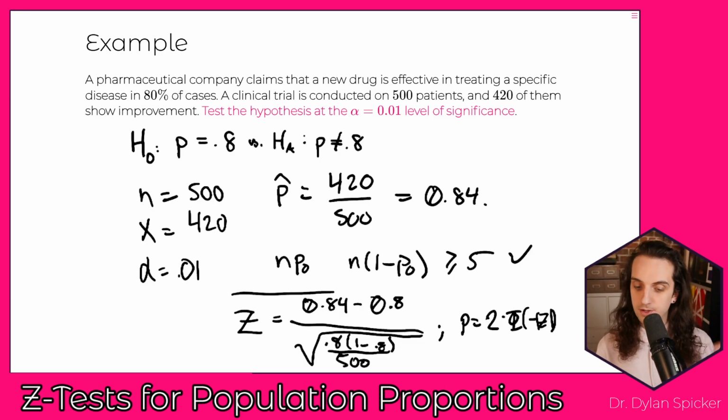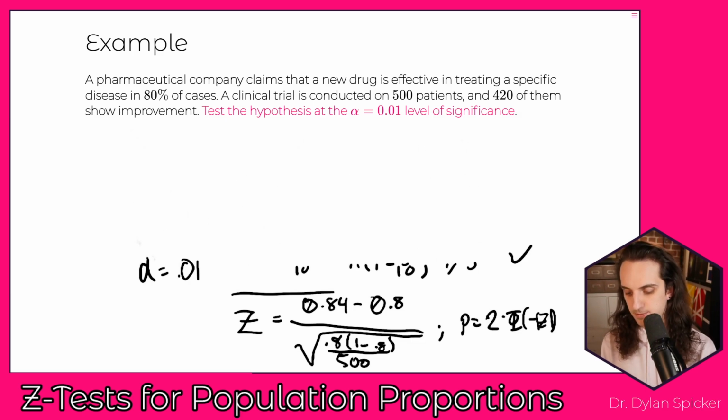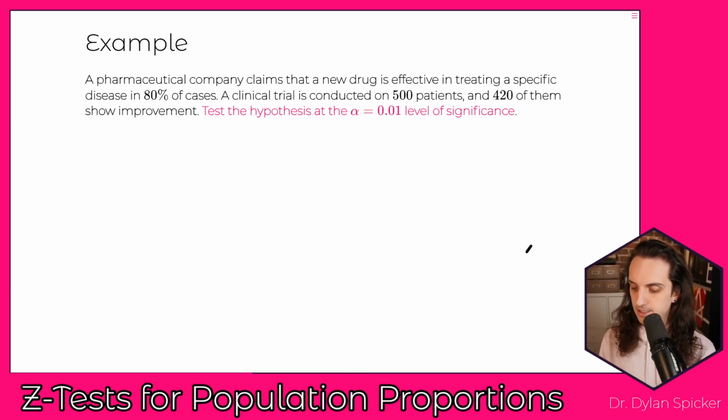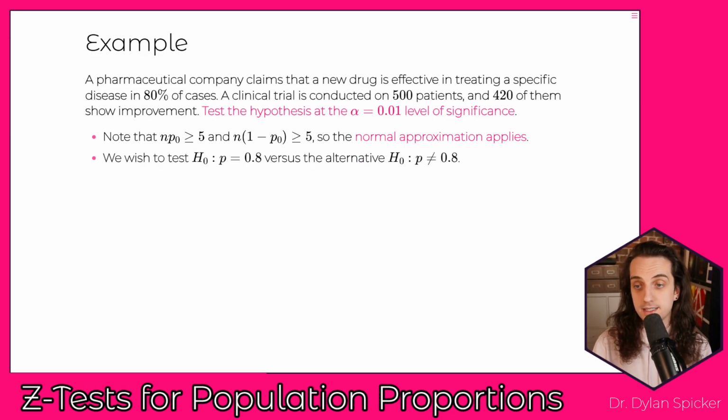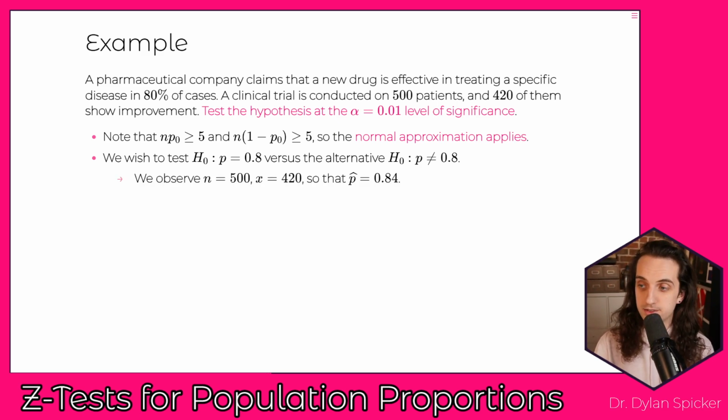Okay. And so that's the sort of general thought process. We can now work through what the specific results actually happen to be. Okay. So we note first that the normal approximation is actually going to apply because n times p naught and n times 1 minus p naught are both greater than 5. We're wanting to test p equals 0.8 versus the alternative that p is not equal to 0.8. Right? We observe n is equal to 500, x is 420, and so the proportion is 0.84.